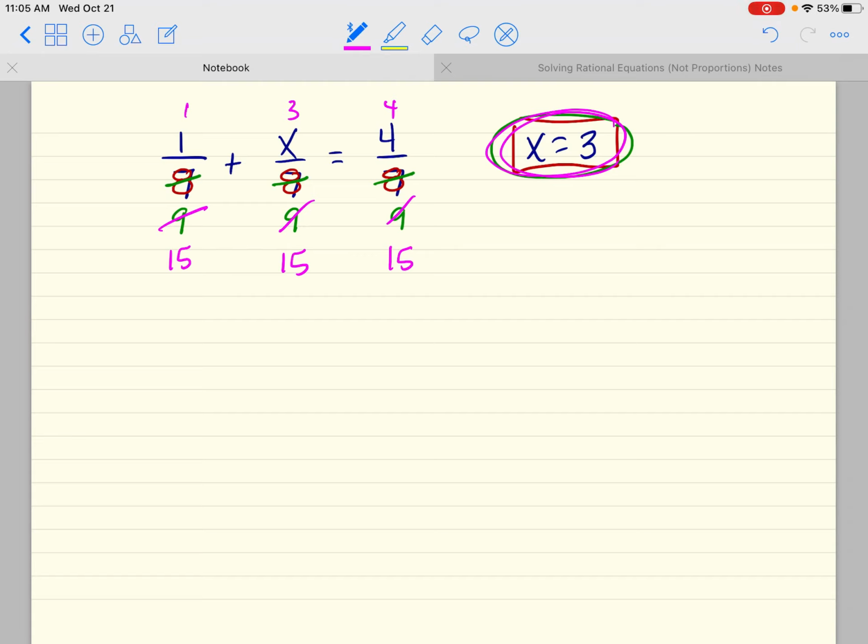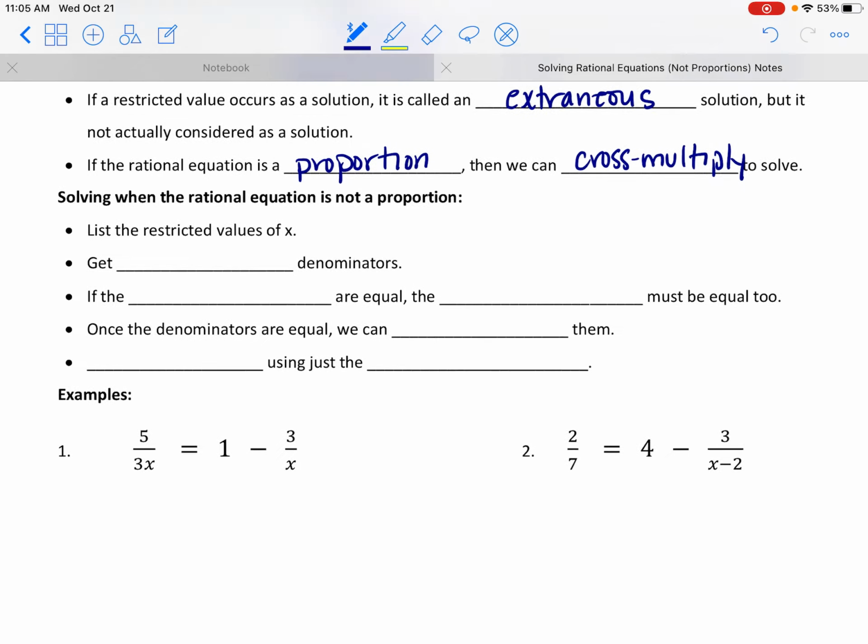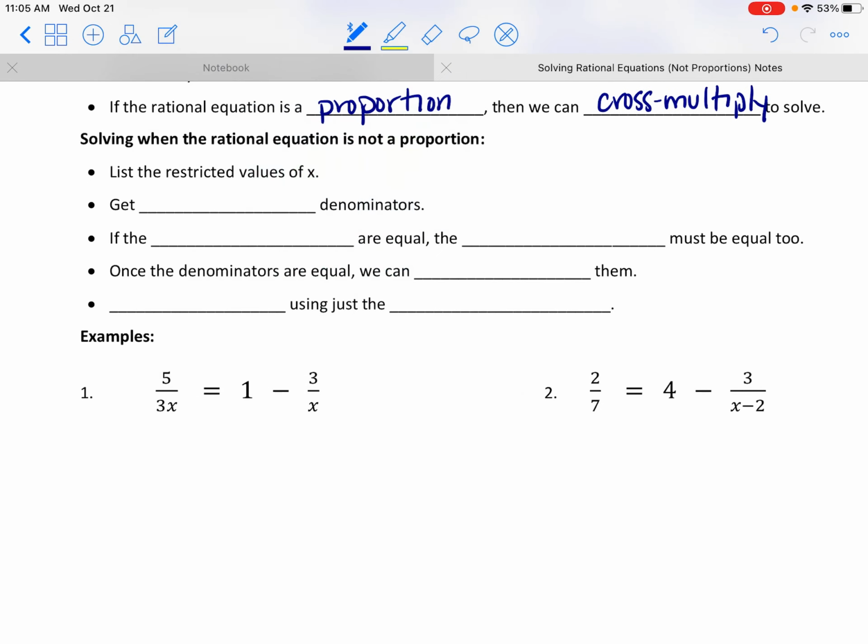So we're going to get common denominators so that we can ignore the denominators and focus on solving using the numerators. Once those denominators are the same, then our numerators have to be the same too. We're going to start again by listing our restricted values, and then we're going to get common denominators. If the denominators are equal, then the numerators are going to have to be equal too. So if all those denominators are the same, then we can use our equal sign to say that those numerators are going to be the same too.